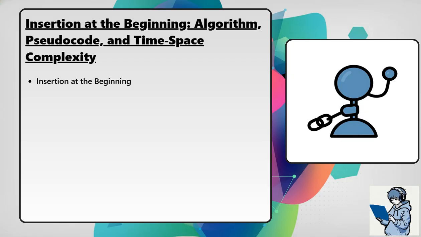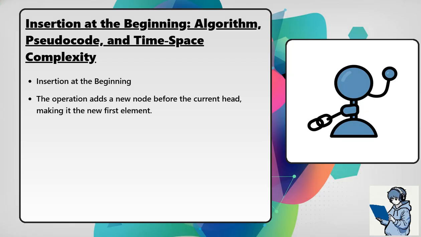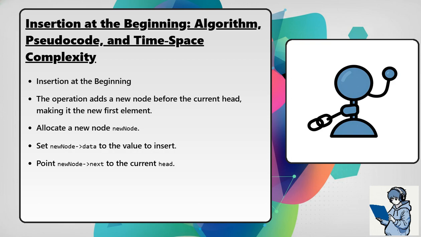Insertion at the beginning. The operation adds a new node before the current head, making it the new first element. Allocate a new node, newNode. Set newNode data to the value to insert. Point newNode next to the current head. Update head to newNode.